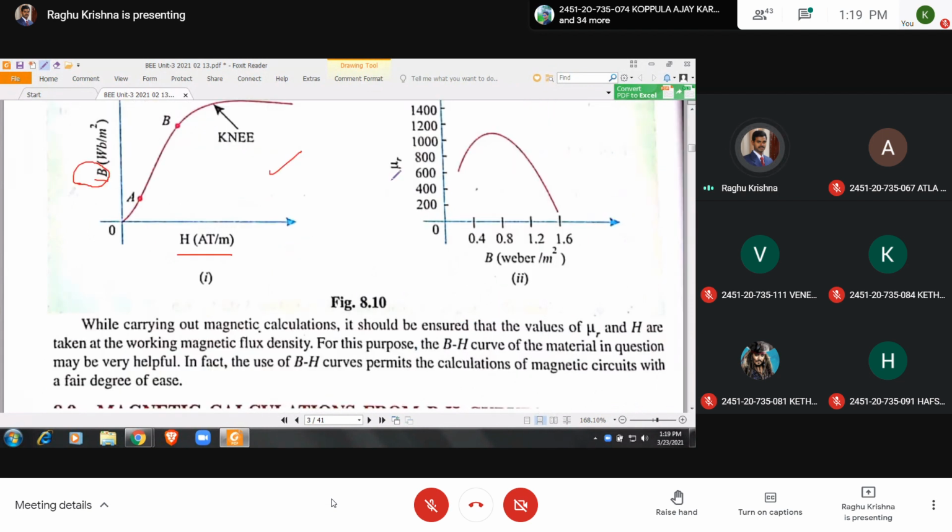And this is relative permeability versus B. So you can see that as B increases, relative permeability reduces.